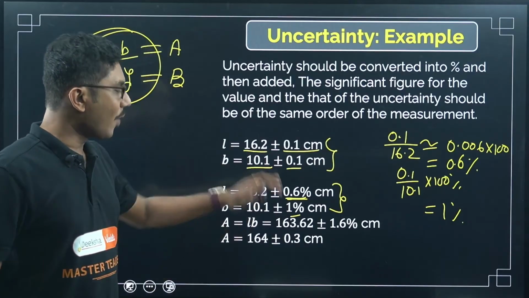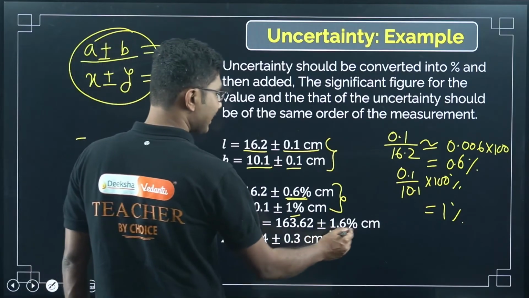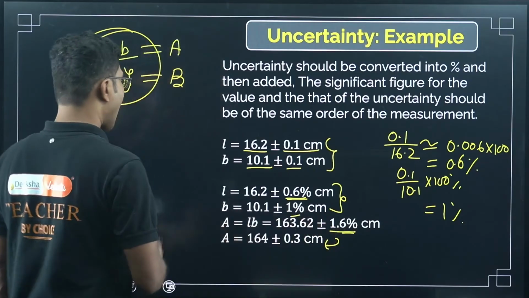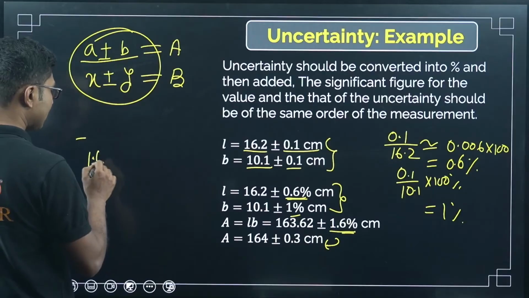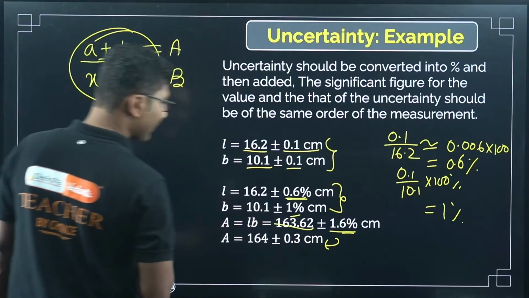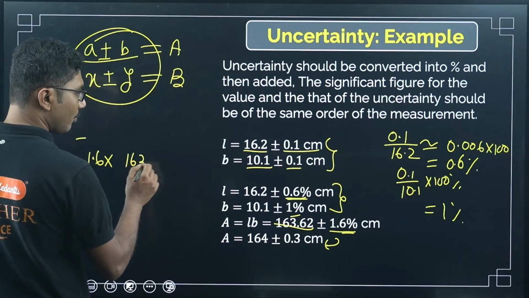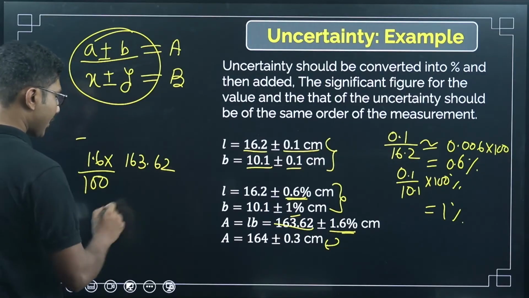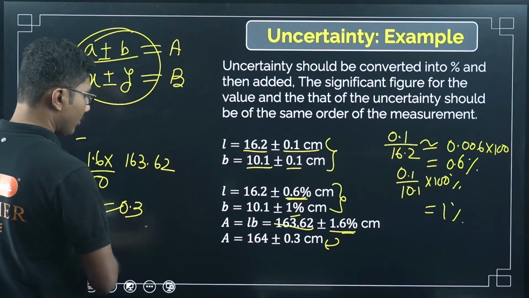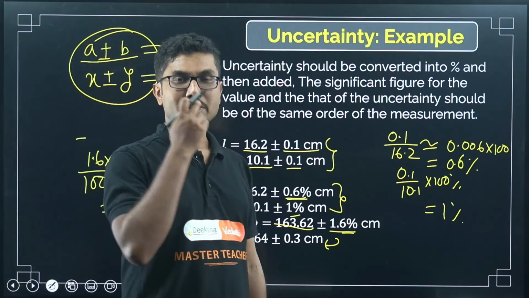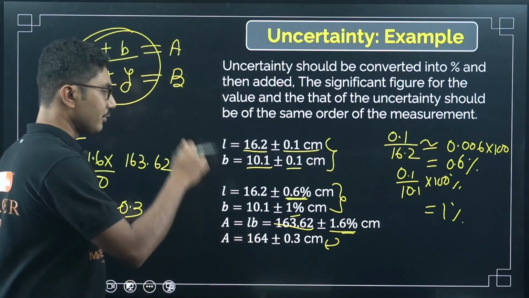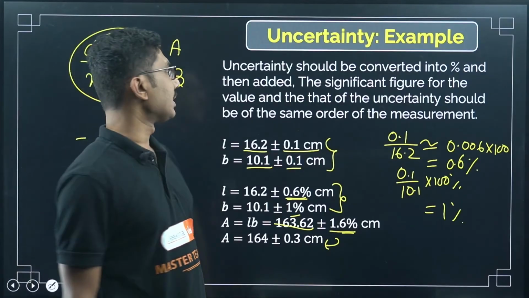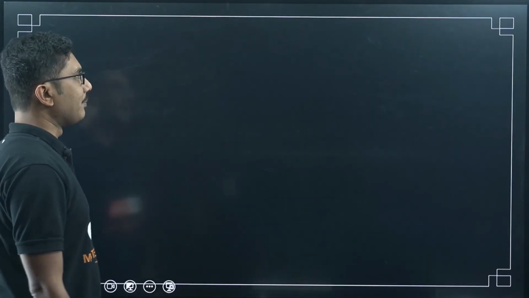Now you have to convert this percentage back to the value. How can we do that? 1.6%. What is the value? This is the value, 163.62. Since this is a percentage, you have to divide it by 100. Whatever value you get, 0.3. In your exam, if this question comes, they will give you good values so that you don't need to worry too much about using a calculator. So this is one example.